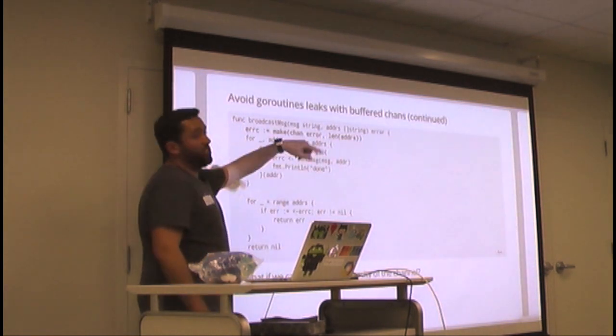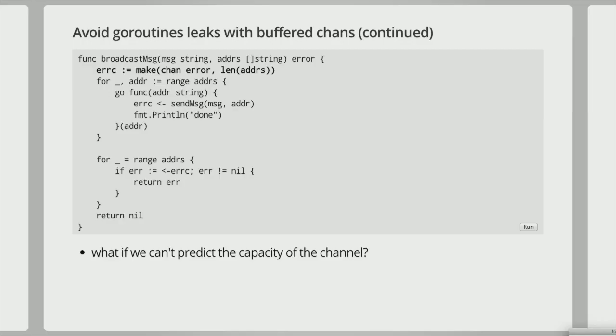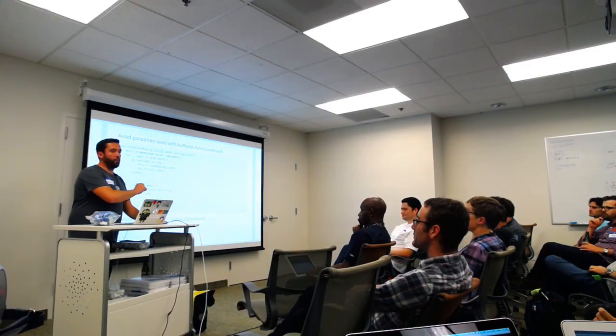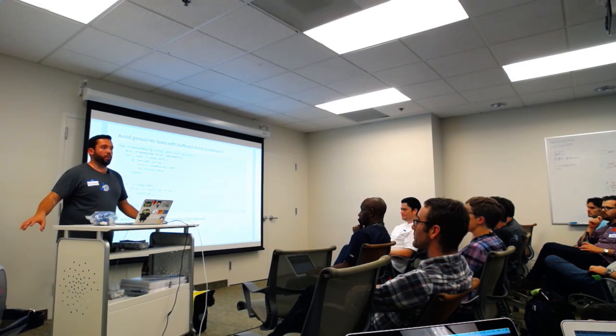We say that this channel, we can write as many values into it without blocking as addresses we have. So now, even if we didn't read any value, all the Go routines that are sending values and sending errors into the channel will be able to send that error into the channel, finish, and then they will be garbage collected. Once they are all garbage collected, the channel itself will be garbage collected.